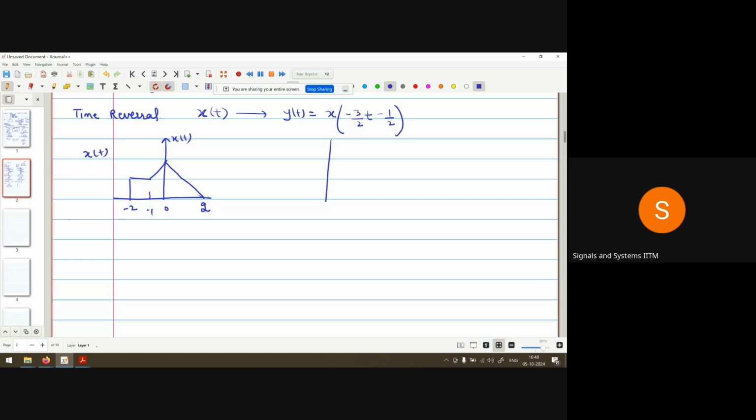Like if you are seeing in a mirror, your right hand will look like a left hand and your left hand will look like a right hand. Similarly, the reversal property is nothing but a mirror image with respect to this mirror. The response is just a mirror image. If the right side of this behavior starts from 2 and goes to the higher value at t equals 0, then the reverse mirror image starts at minus 2 and goes to the higher point at t equals 0.